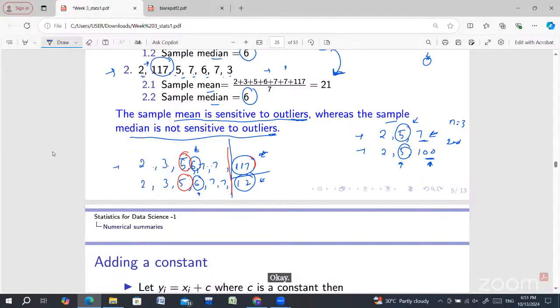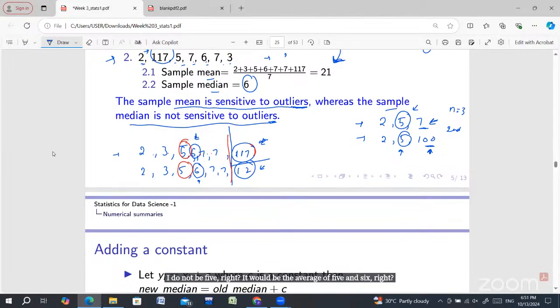It will not be 5, right? It will be the average of 5 and 6, right? Sorry, 6 observations. Okay, we understood. We will use that formula.